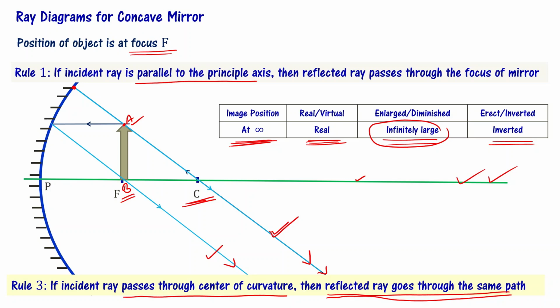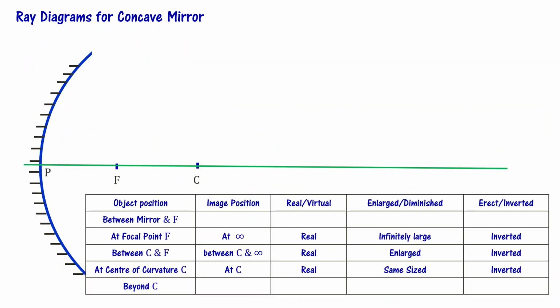Understood? Let's take a note of this. When you have the object here on the focus, the image is going to be at infinity, meaning it is beyond the screen. And the image is going to be real and it is going to be infinitely large compared to the object and it is going to be inverted. Understood?